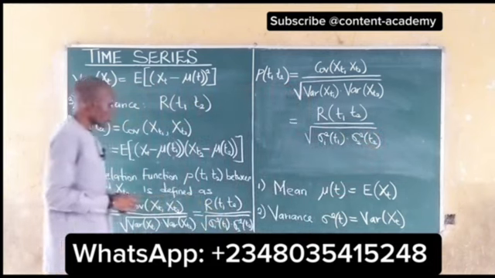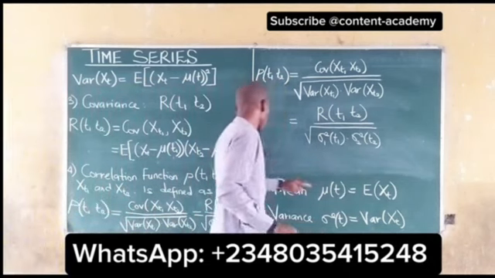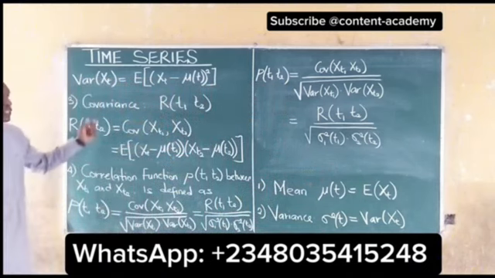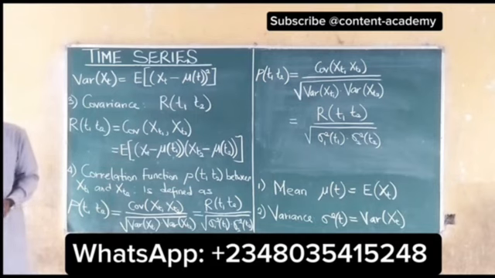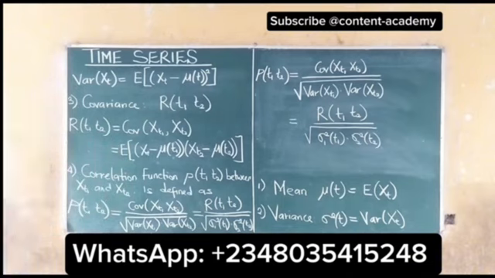So this is simply the first and second moment of the time series. So this is how we can describe the time series. The next thing we are to go into is stationarity, but we'll discuss the autocovariance and the autocorrelation function.